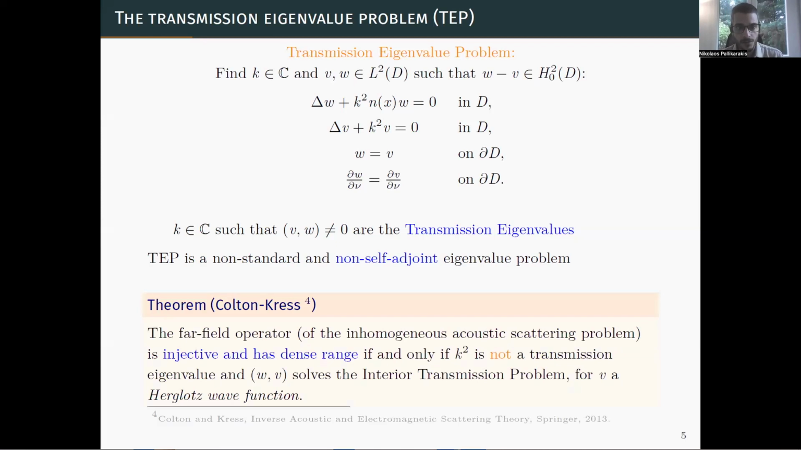And this eigenvalue problem comes from the acoustic scattering problem of the inhomogeneous medium D, where it is shown, and for example, I refer to the classic book of Colton and Kress, that the far field operator associated with the acoustic scattering is injective and has dense range if and only if the corresponding wave number k of the acoustic scattering is not a transmission eigenvalue for a pair of solutions w and v, where v happens to be a Herglotz wave function. So this eigenvalue problem is coming from an application of acoustic scattering.